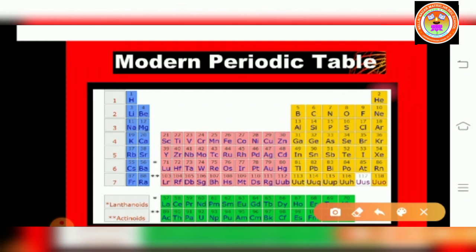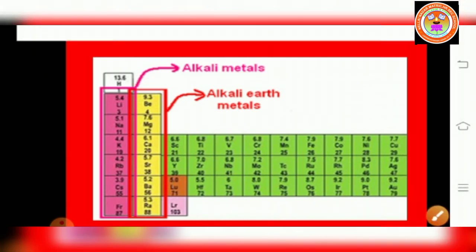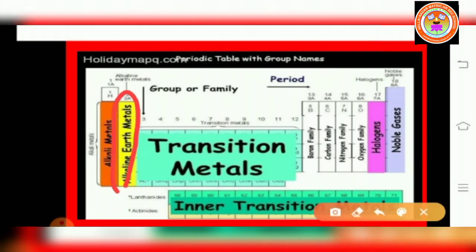Vertical columns in the periodic table, starting from top to bottom, are called groups. There are 18 groups in the periodic table. Based on the physical and chemical properties of elements, they are grouped into various families. Group 1 elements are called alkali metals. Group 2 elements are called alkaline earth metals. Group 3 to 12 elements are called transition metals.